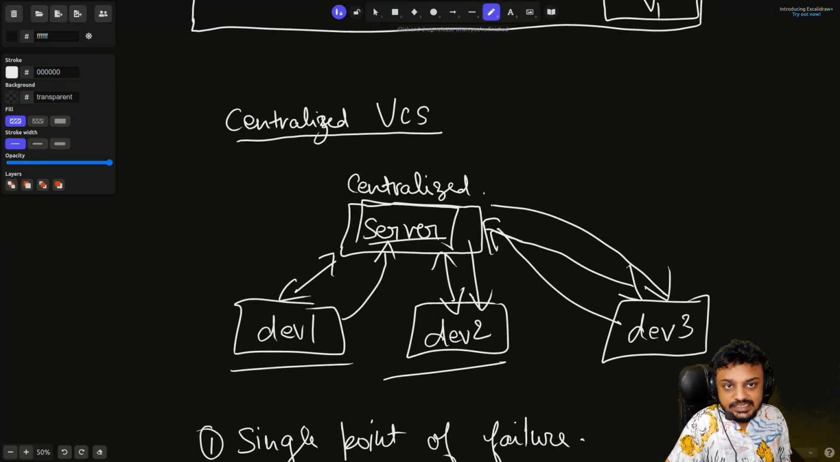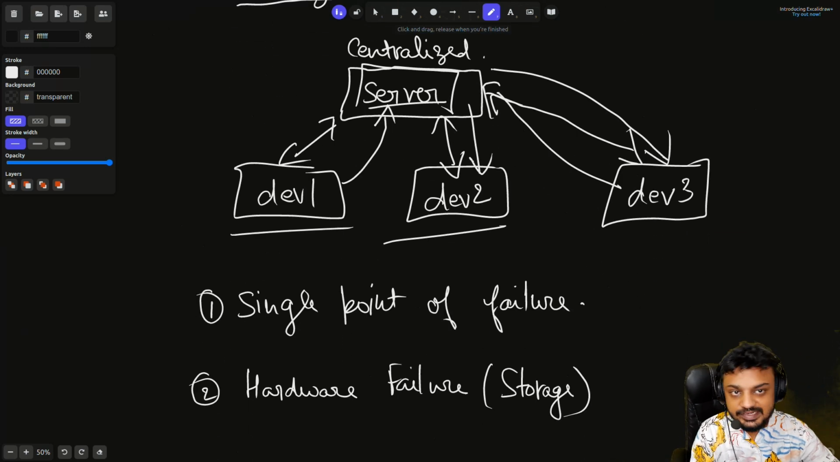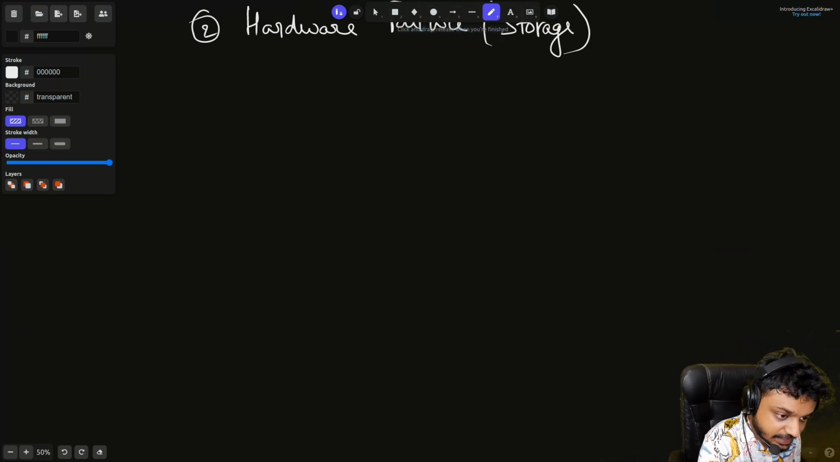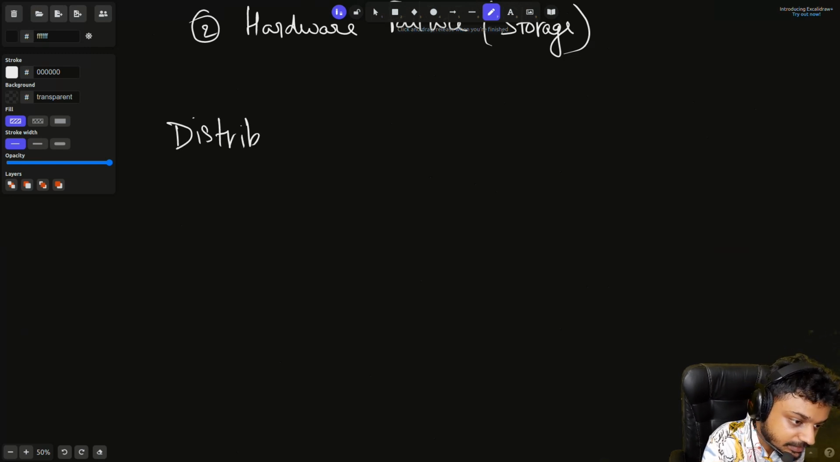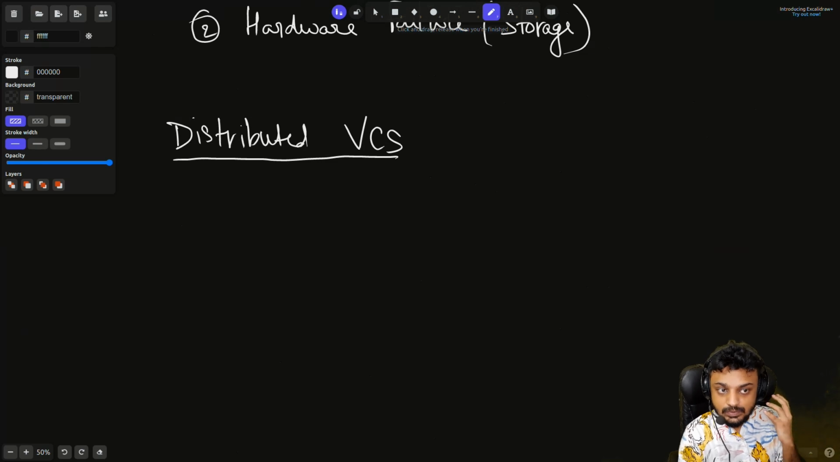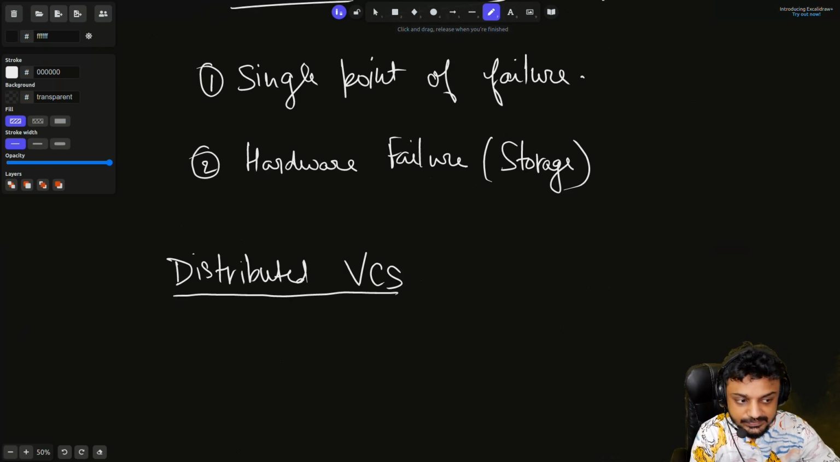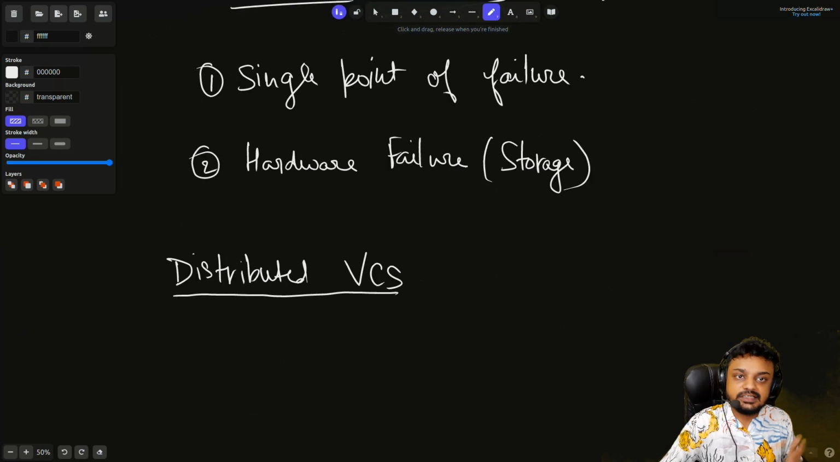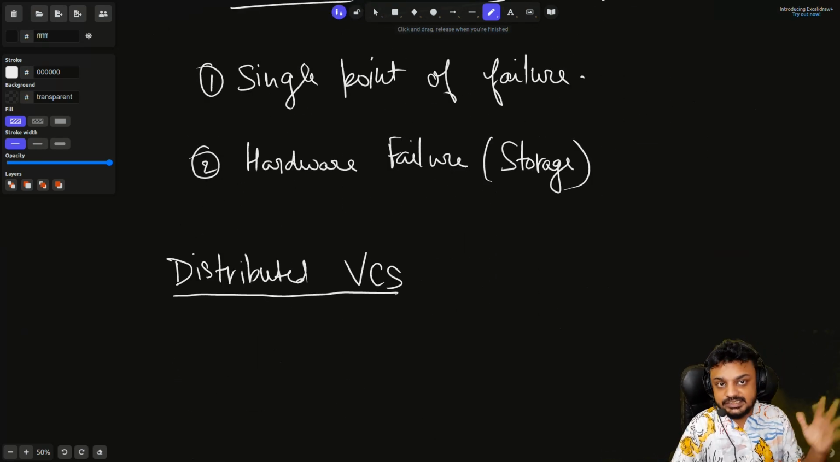Now, having these downsides, we programmers are known for solving problems, right. We had a problem, no worries, we'll create a different system. So a new version control system came into existence, and that system was a distributed version control system, right. Just because we had these downsides with the centralized version control system, we created another system known as the distributed version control system.